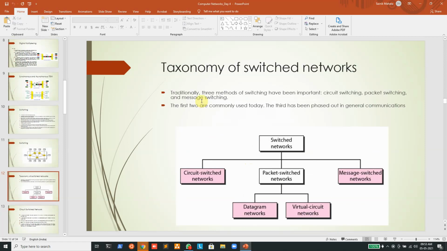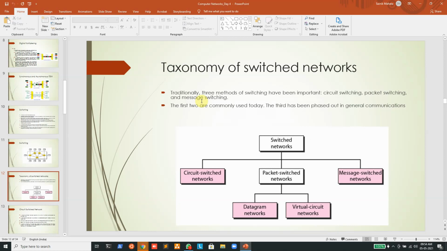If I have a switched network, there is a taxonomy for that as well. Switched networks can be divided into three parts. The first is circuit switching. The second is packet switching networks. Packet switching networks can be subdivided into two more parts: datagram networks and virtual circuit networks. And lastly, we have message switching networks.